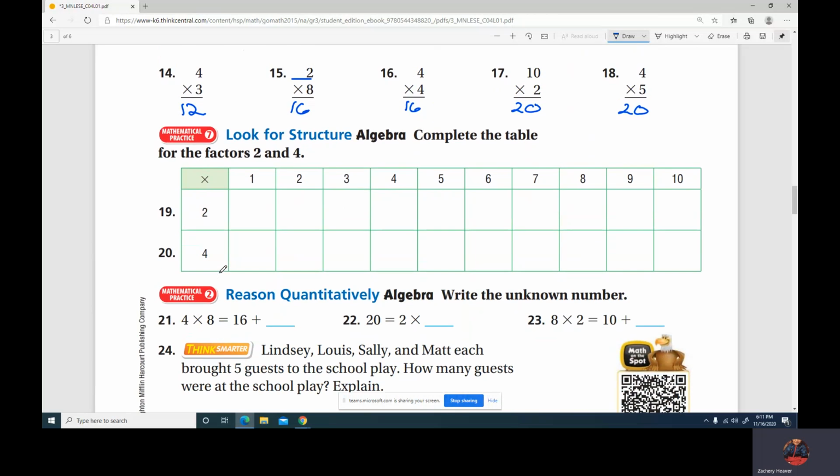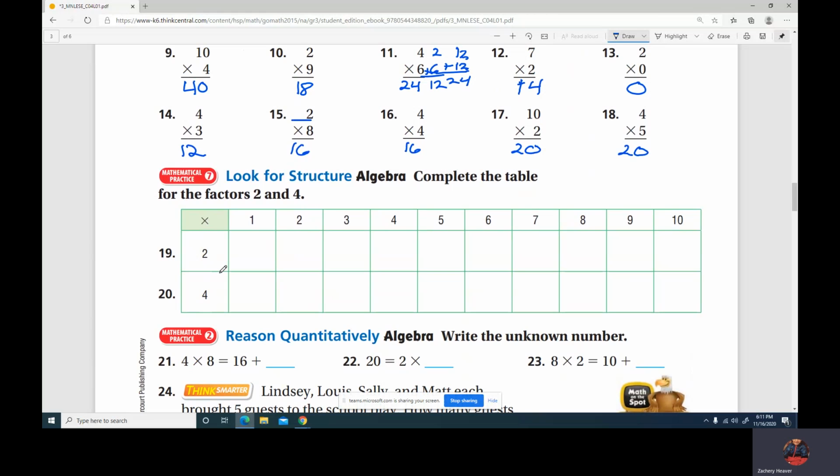So this is going to get you used to the factors, which are answers. 2 times 1 is 2. 2 times 2 is 4. 2 times 3 is 6. 2 times 4 is 8. And if you look, you see a pattern. 2, 4, 6, 8, 10, 12, 14, 16, 18, 20.